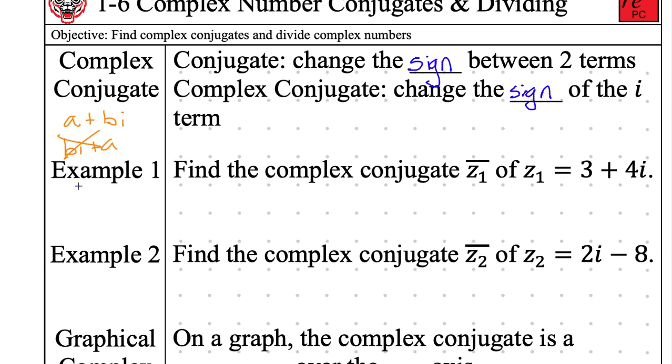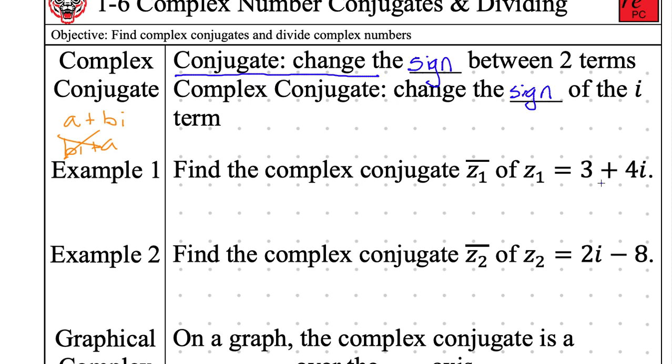let's go on to example number 1. Oh yeah, and by the way, the way that you write a complex conjugate is with a giant line above it. So when you're talking about complex numbers, if you write a giant line on the top, that means you're doing the complex conjugate. So I need to find the complex conjugate, Z1 bar, of Z1.